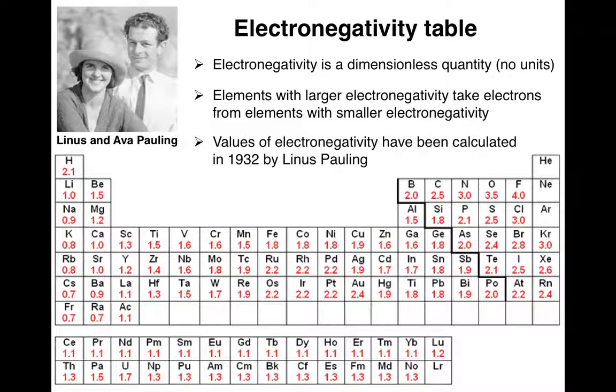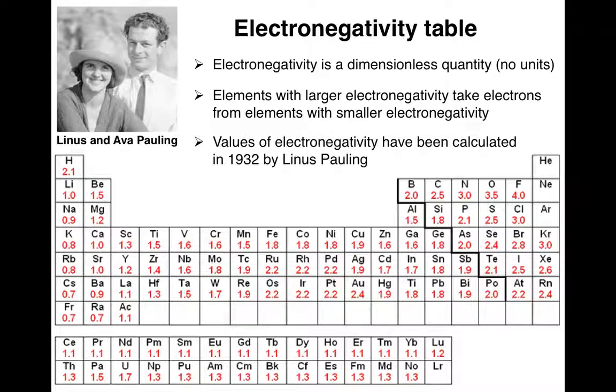Looking at the electronegativity table, you can see that nonmetals generally have larger electronegativities than metals. Therefore, nonmetals accept electrons from metals and form anions, and metals donate electrons to nonmetals and form cations.